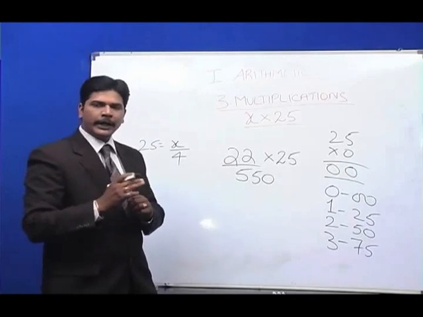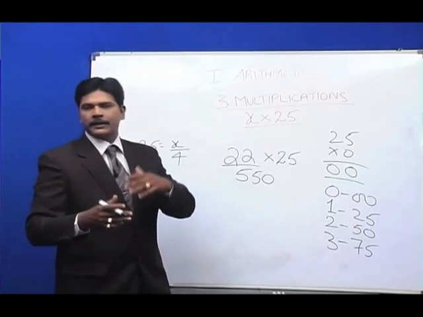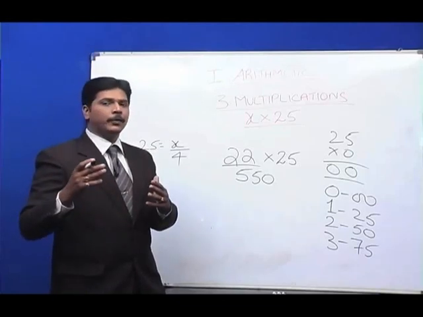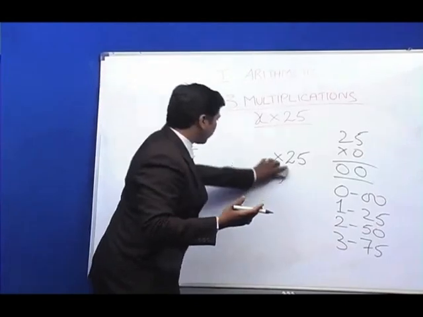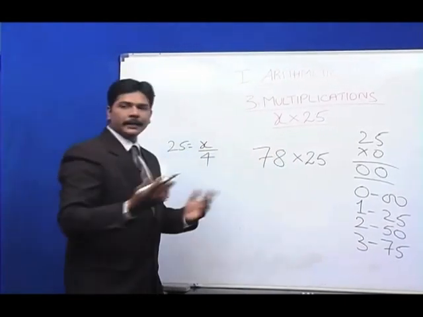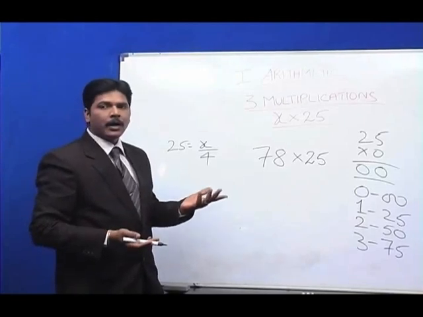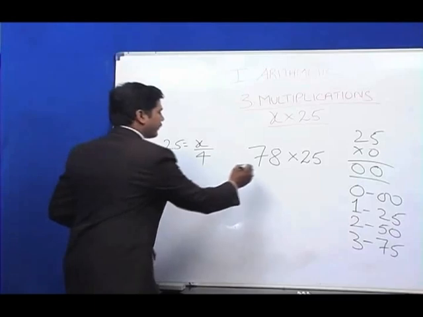Now, we know the table of 4 only till like 4 tens are 40, 4 11s are 44, maximum 4 12s are 48. Beyond that we don't know. And suppose you got a number something like this. How much is 78 times 25? And we don't know how many times 4 will go in 78. In that case, follow this.